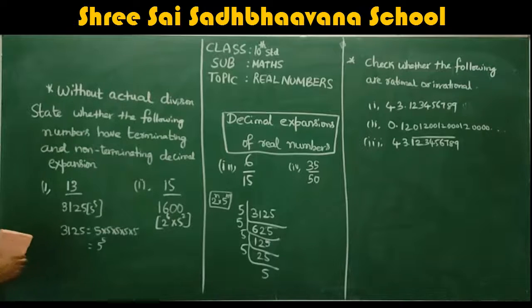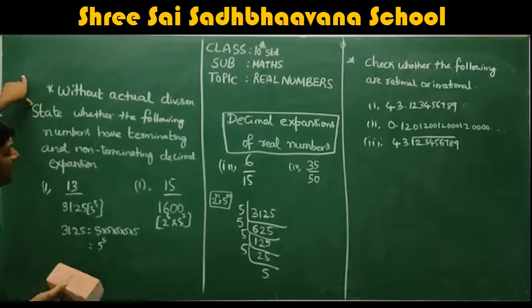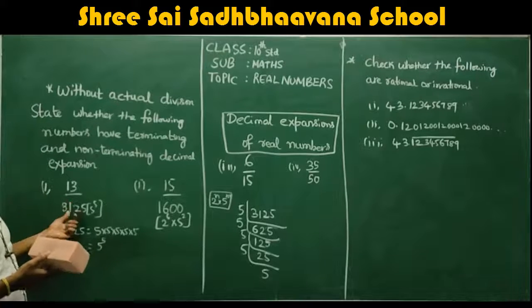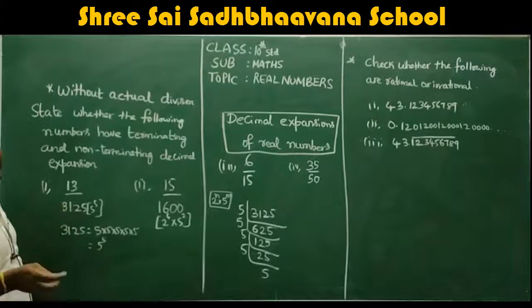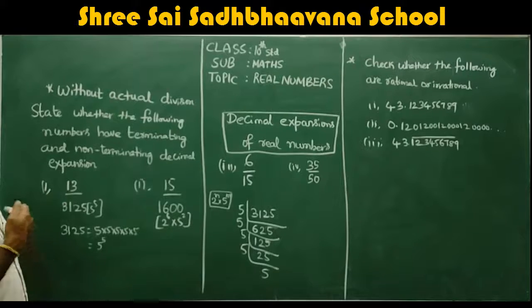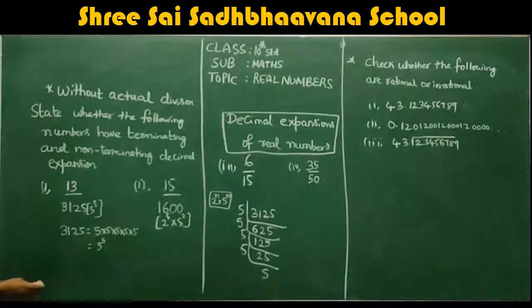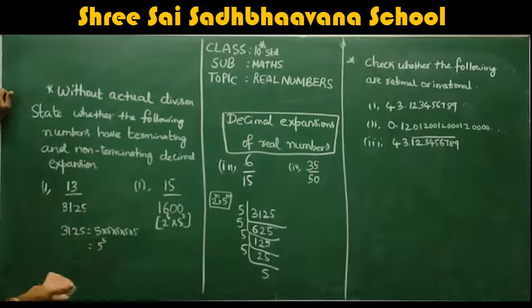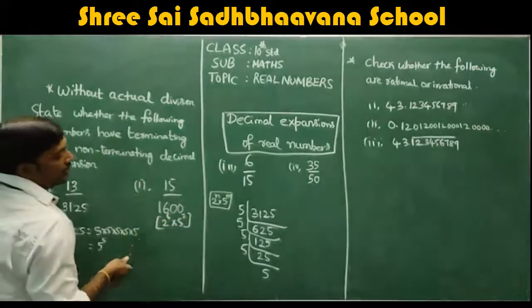Whenever they ask this kind of decimal expansion sums, what we have to do is consider only the denominator. You don't have to do anything with the numerator, don't even take the numerator, correct? We have to take the denominator 3125 and write the prime factorization of 3125. I just did the prime factorization over there.